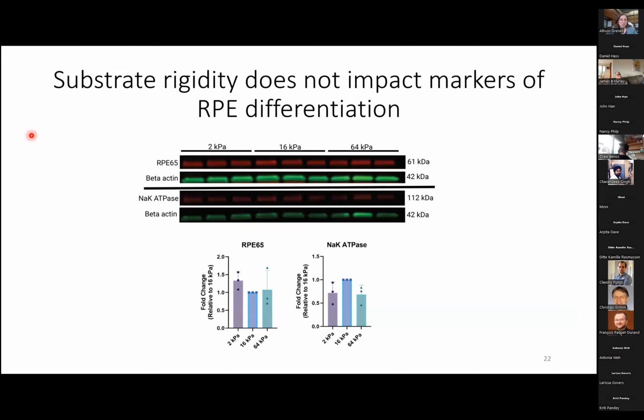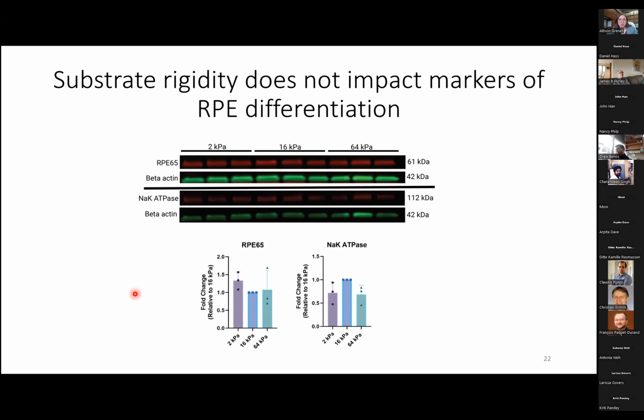The next thing I wanted to do was look at RPE cell markers to see if there was a change in maybe the differentiation state. So I looked at RPE65 and Na/K ATPase, and I found that there was no significant difference in these markers, which I did find to be a bit surprising because of the holes that did develop in the monolayer. I thought that there would be a change in these markers, but I did not see any.